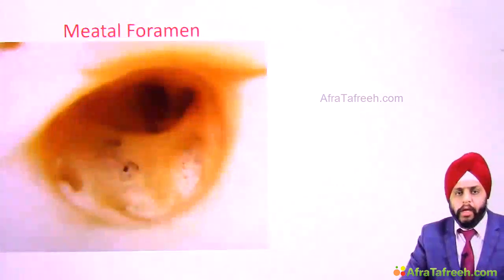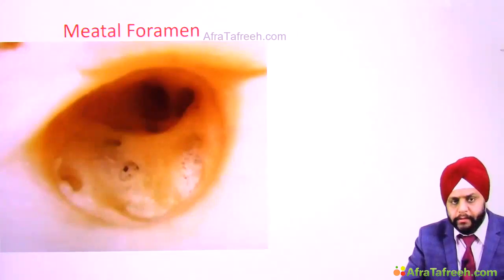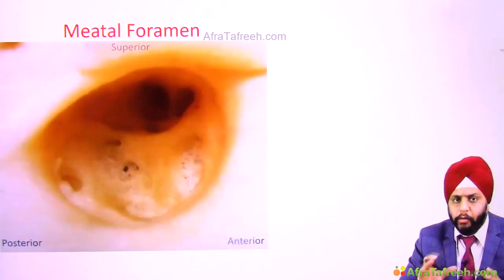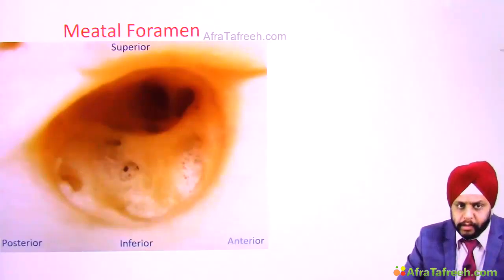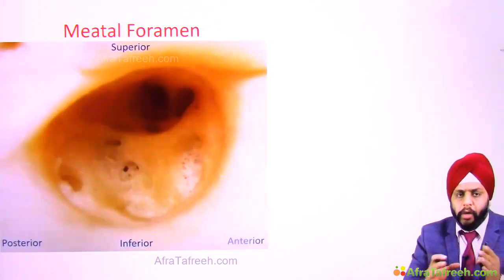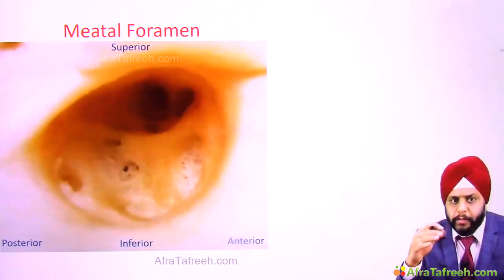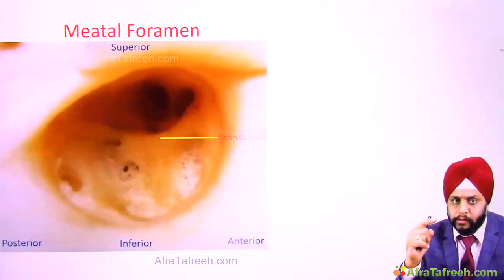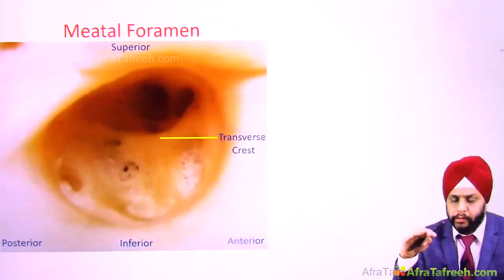Now, let's look over here. This is the view of the meatal foramen from inside the IAC. I'm trying to orient you. This is the anterior, posterior, superior and inferior. So I have tried to orient you to the anatomy of the meatal foramen. In this meatal foramen, in the middle, we have a transverse crest, as I just showed you.